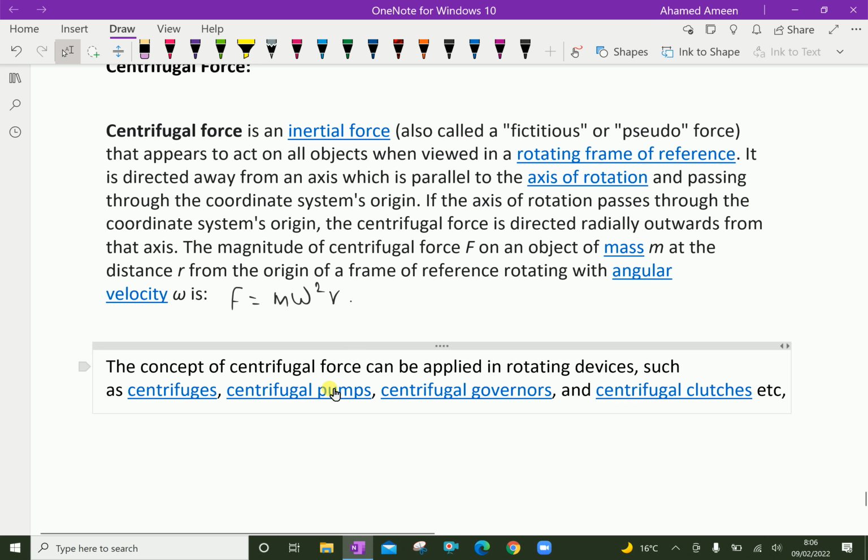The concept of centrifugal force can be applied in rotating devices such as centrifuges, centrifugal pumps, centrifugal governors, and centrifugal clutches. These equipments work on the principle of centrifugal force. That means the spindle and impeller rotate fast, and due to centrifugal force, the water is pulled from the sump and pumped to other places with force.